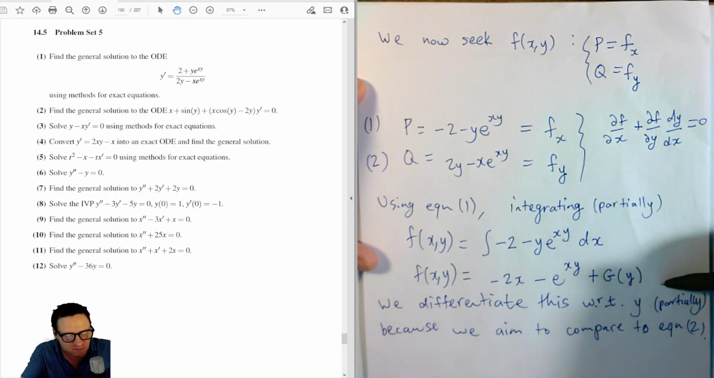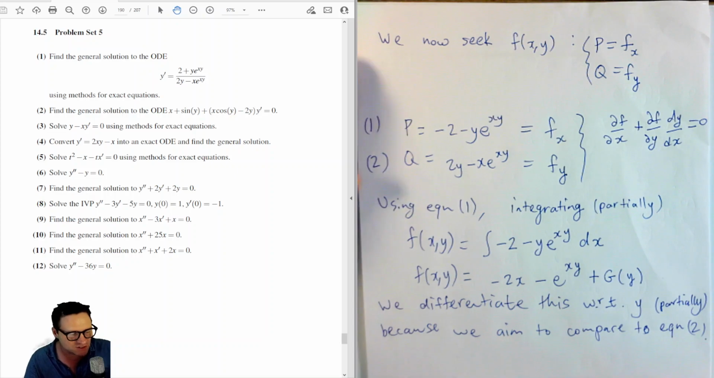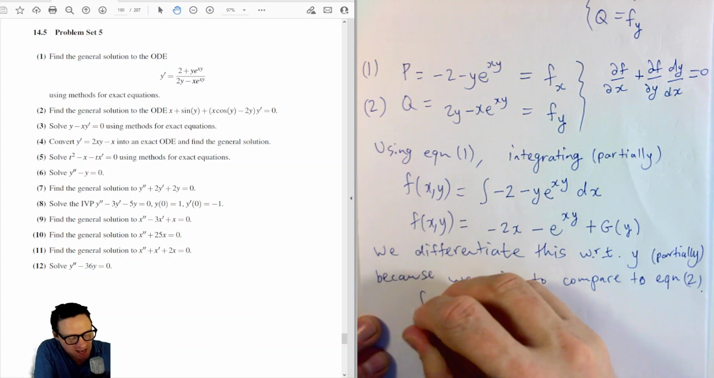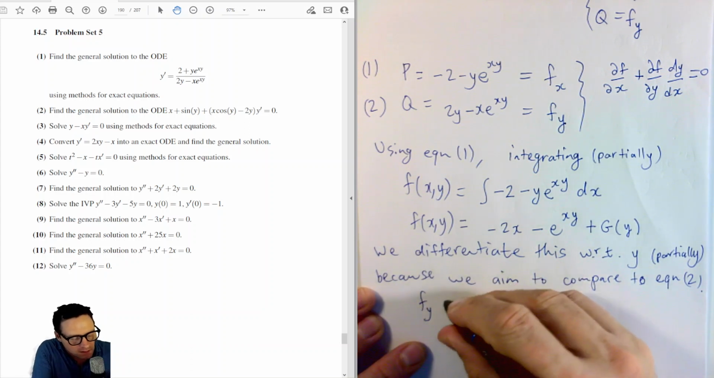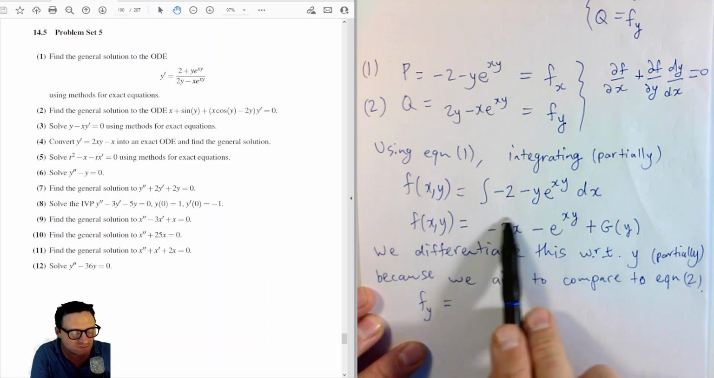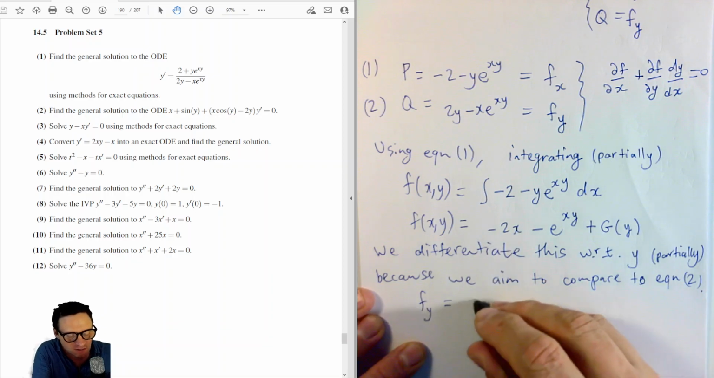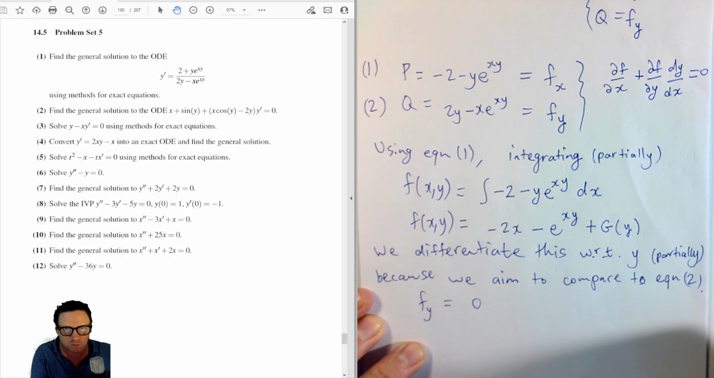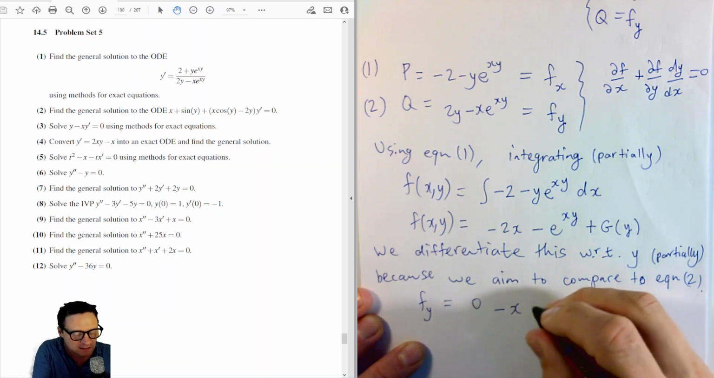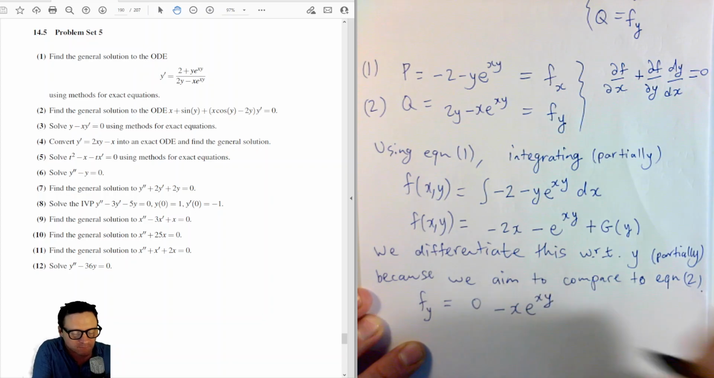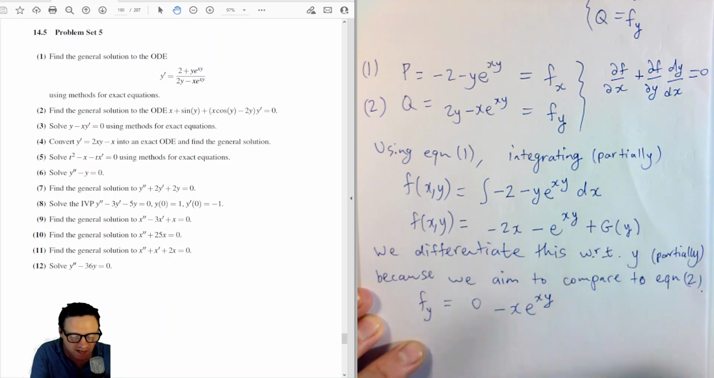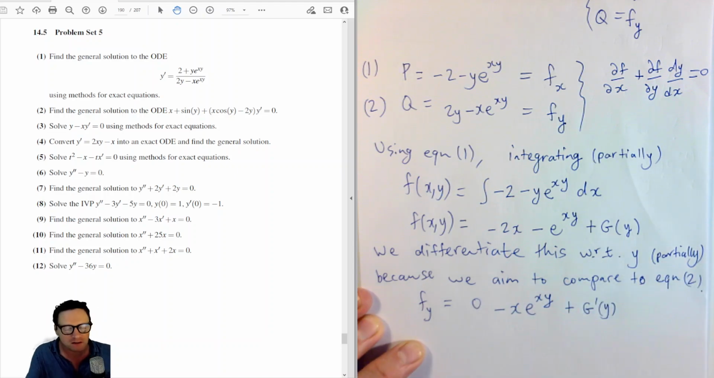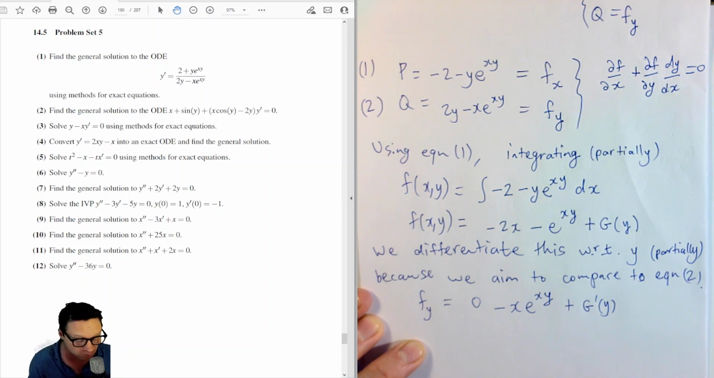All right, so let's take that derivative of this equation partially with respect to y. Okay, so then differentiating the left-hand side, we get f subscript y. Differentiating the right-hand side, the derivative of -2x partially with respect to y is 0. And the derivative of minus e to the xy with respect to y partially is minus x e to the xy. And then the derivative of g of y with respect to y is g dash of y, as in the first derivative of that function g of y.